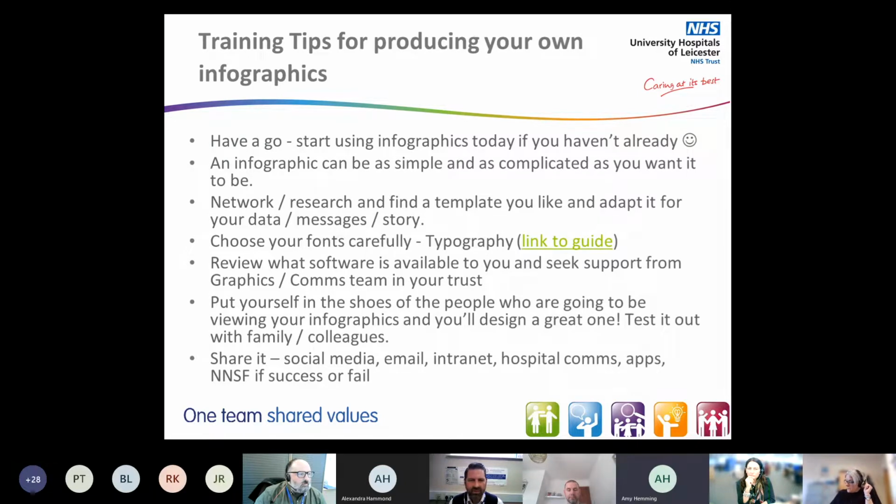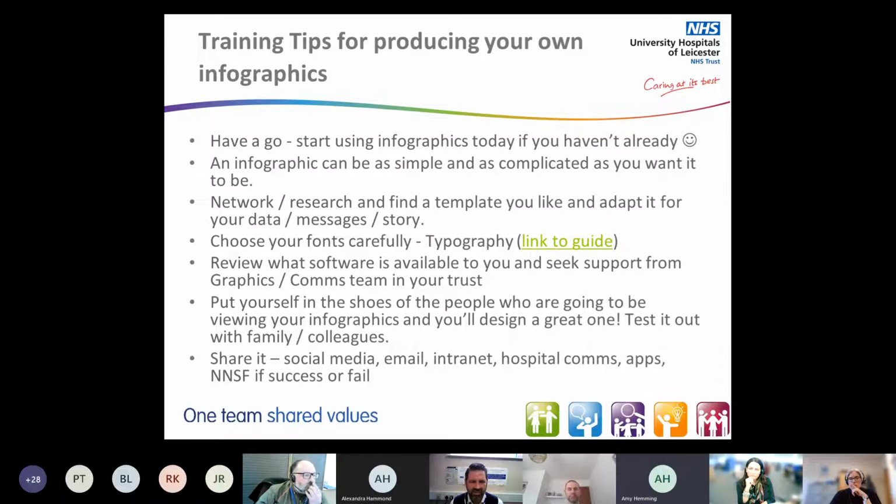So my tips for producing your own infographics is have a go. Don't be afraid of it and start using them today if you haven't already. An infographic can be as simple or as complicated as you want it to be. And there's lots of good templates out there. So if you've got no software to use, etc., then use a template, use Excel, use PowerPoint. In 365, there's lots of templates ready-made for infographics in PowerPoint and Excel now. So you don't need to have expensive software to do this.